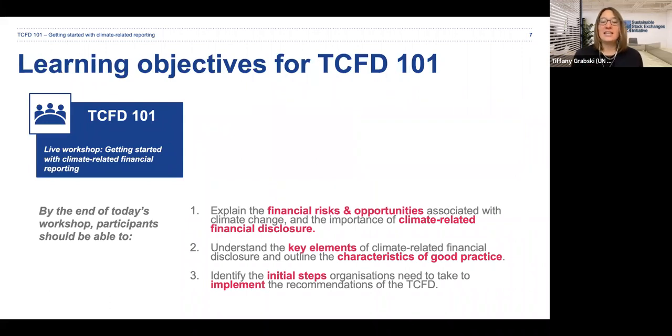We have a few objectives today that we would like to achieve with all of you for our 101 session. The first key learning objective is to help you be able to explain what financial risks and opportunities are associated with climate change, and why those are important to our financial disclosures. We also look to help you understand the key elements of climate-related financial disclosures, and be able to outline at an initial phase the characteristics of good practice, and the disclosures that we want to see pertaining to climate. Finally, we help you identify the initial steps that organizations need to take in order to implement the recommendations of the TCFD, or as we also often say, align our disclosures with the TCFD recommendations.